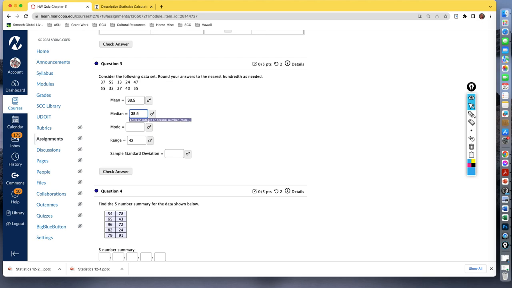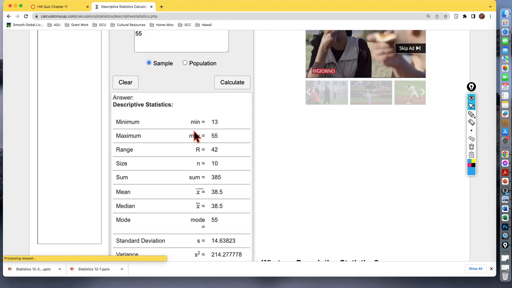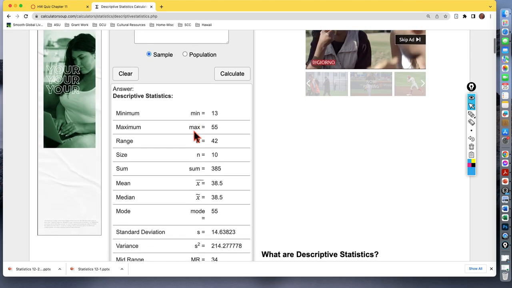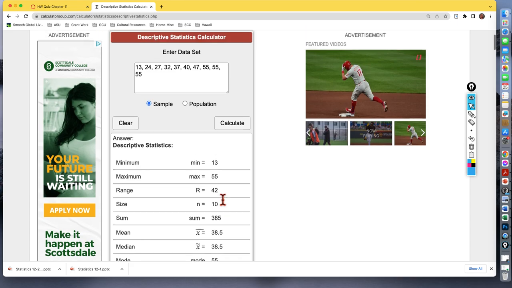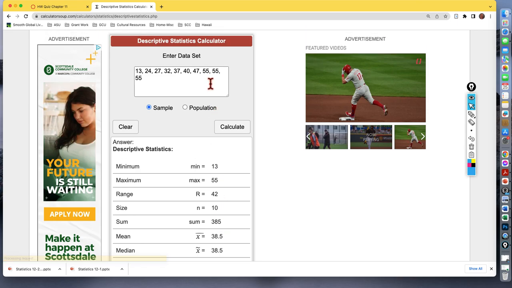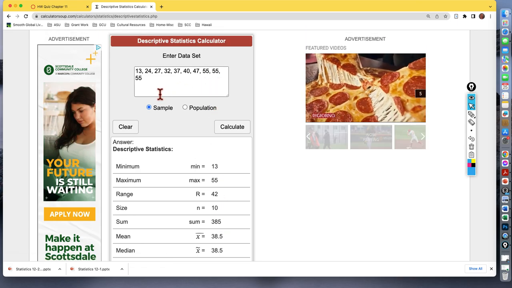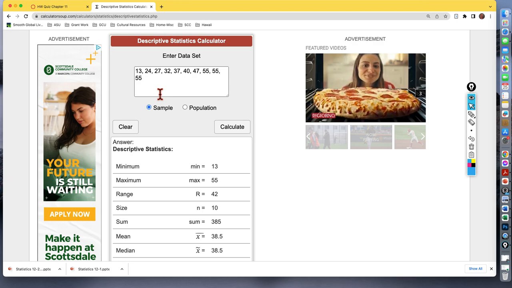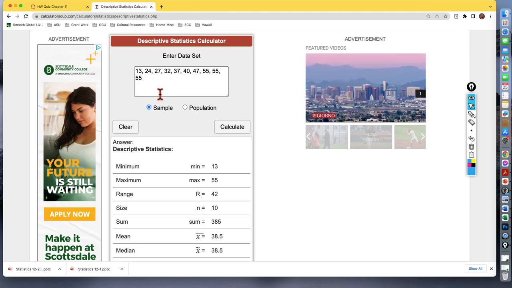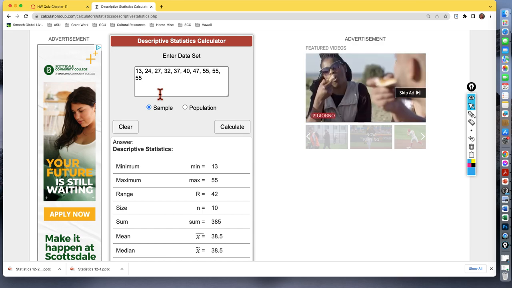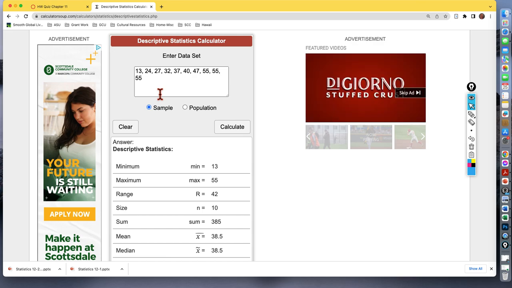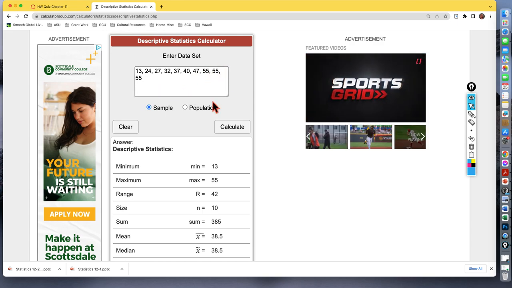Does anyone know what the mode is? 55? Why is it 55? Because 55 occurs 3 times in the data. So the mode is simply the one that happens the most, the greatest frequency. It doesn't really tell us about the center. It's not the average, it's not the median, it's simply the one that happened the most.